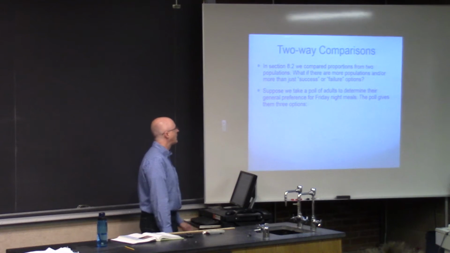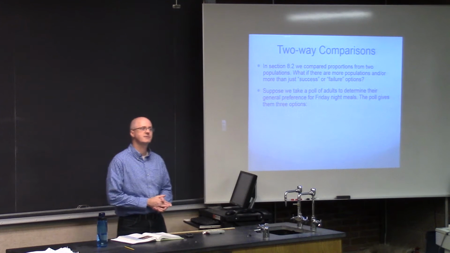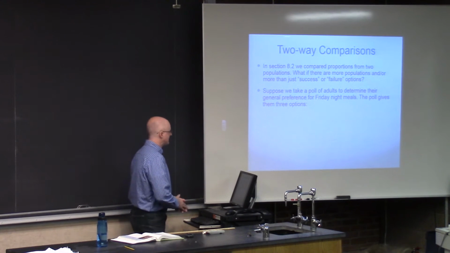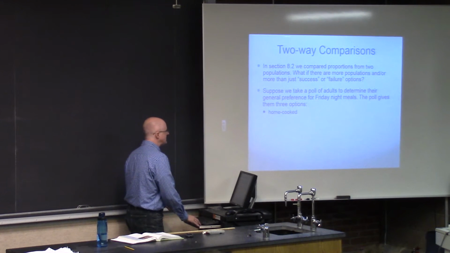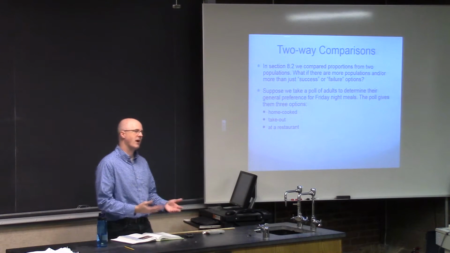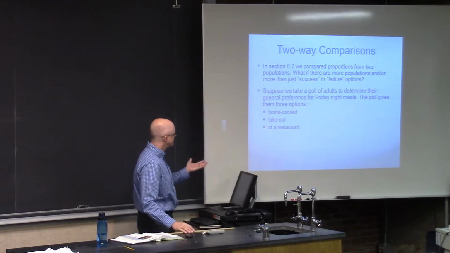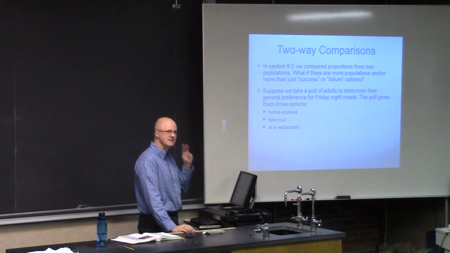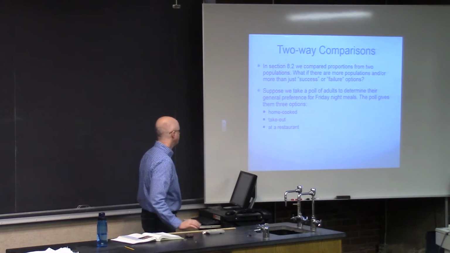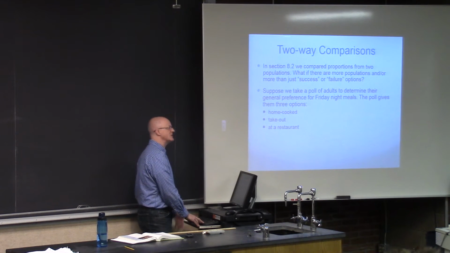Here's an example. Suppose we take a poll of adults and we want to determine their preferences for Friday night meals. The poll gives them three options. Do you want to eat home-cooked, takeout, or at a restaurant? As the three options for their preference for what they want to do on a Friday night. Okay, so it's not just success or failure. There are three options rather than just two options. That's one initial important difference between this and Chapter 8.